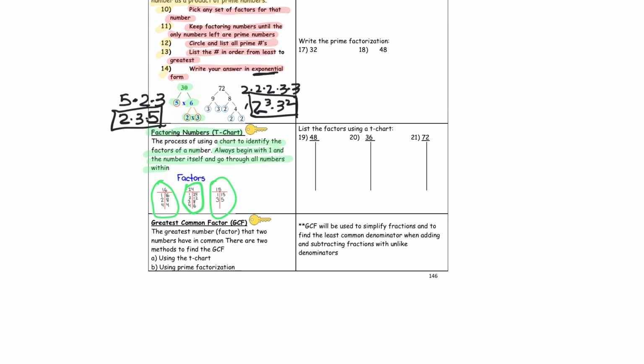Let's look at the last concept and topic for the review for today. Greatest common factor. With greatest common factor, you are looking for the greatest number or factor that two numbers have in common. And there are 2 methods to find the GCF, using the T-chart and using prime factorization. The GCF will be used to simplify fractions and to find the least common denominator when adding and subtracting fractions with unlike denominators. Do not worry about using the prime factorization method. That is not going to be something that you're going to be held responsible for. So you definitely want to make sure that you use the T-charts. And that's what you're going to complete today.